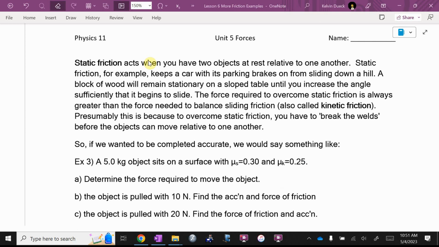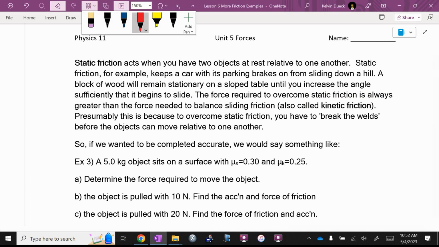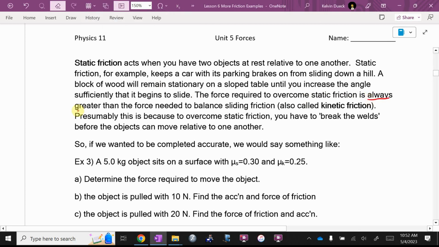So a block of wood, a static friction is what keeps a car with its parking brakes from sliding down a hill. A block of wood will remain stationary on a sloped table until you tilt it beyond a certain point, but it'll stay stationary because of static friction. The force required to overcome static friction, if you want to, you can underline this, is always greater than the force needed to balance sliding friction. Sliding friction is called kinetic friction, and I'm probably going to use a K as my abbreviation for kinetic.